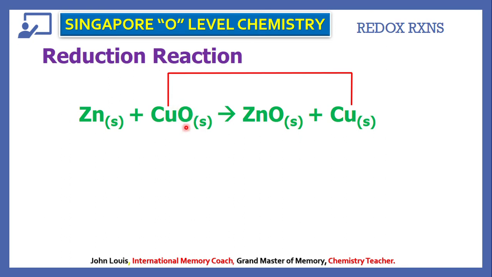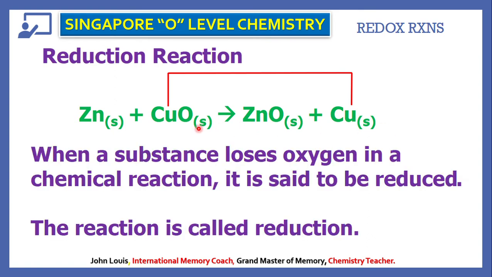Copper(II) oxide loses oxygen to form copper in this reaction. Therefore, it has undergone reduction. So what is meant by reduction then? When a chemical substance loses oxygen in a chemical reaction, it is said to be reduced. Here copper(II) oxide loses oxygen to form copper. Therefore, copper(II) oxide is reduced. So this reaction, copper(II) oxide to copper, is called reduction.